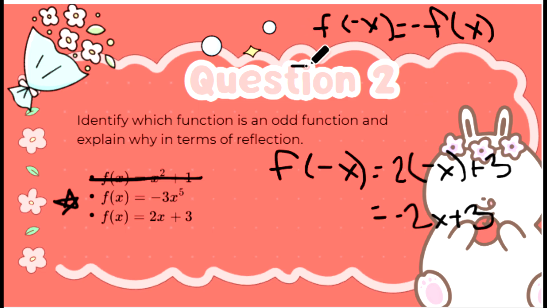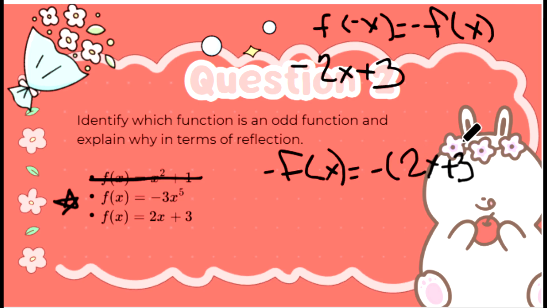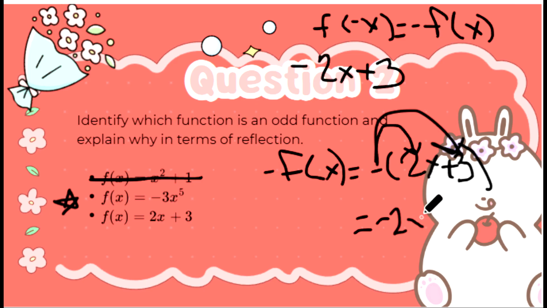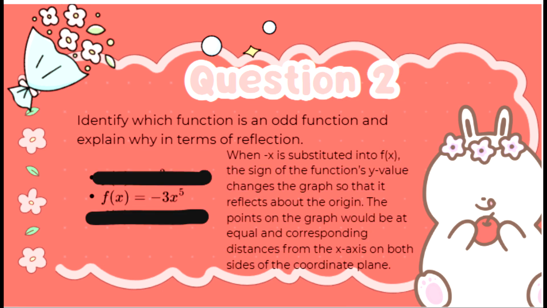Okay, so let's put that formula up here. Negative 2x plus 3. Let's do the next one. Okay, and now we're going to do negative f of x, which means the whole problem is going to become negative. So negative 2x plus 3. The negative gets distributed to everything in the parentheses, which now means we have negative 2x minus 3. Does this formula match this one? No. So our correct answer is that middle one.